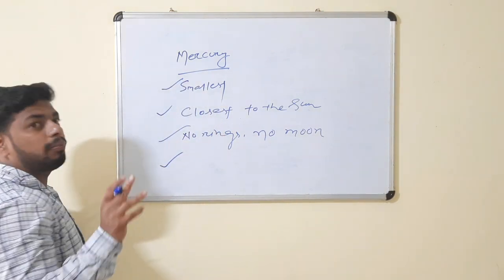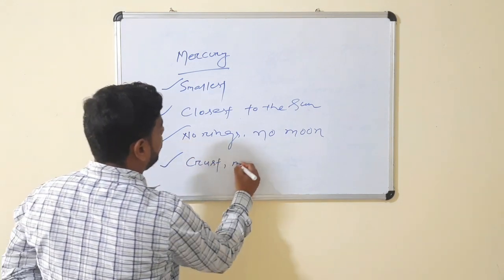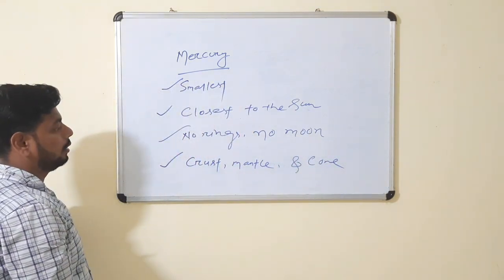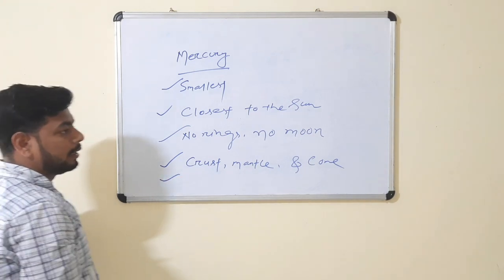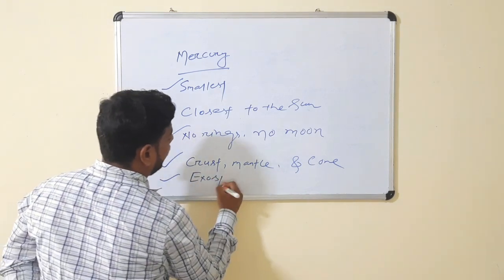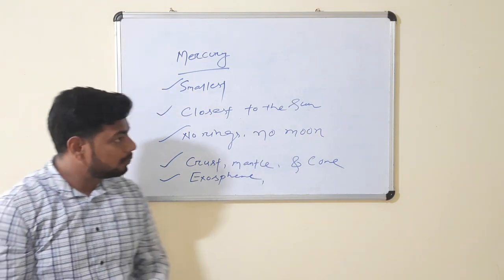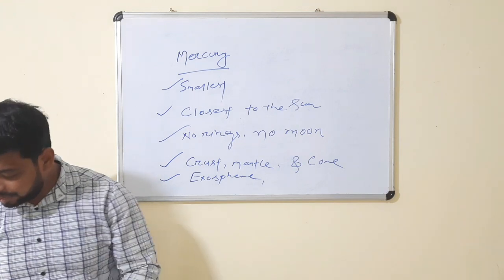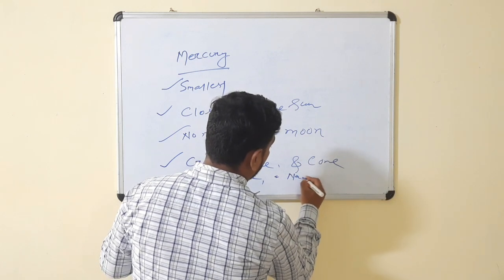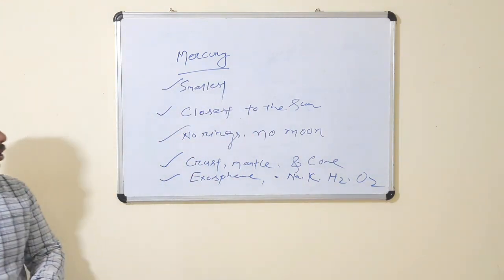Like other terrestrial planets, Mercury is also made up of crust, mantle and core. Mercury has no atmosphere, but yes, a slight exosphere is there, which is mainly made up of sodium, potassium, hydrogen, oxygen, etc. Got it now?